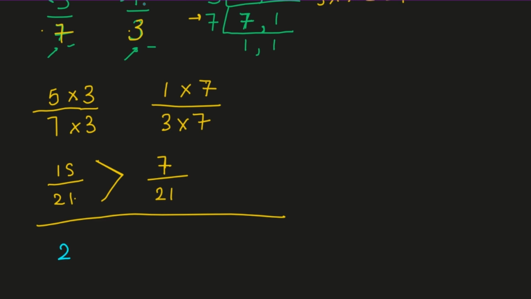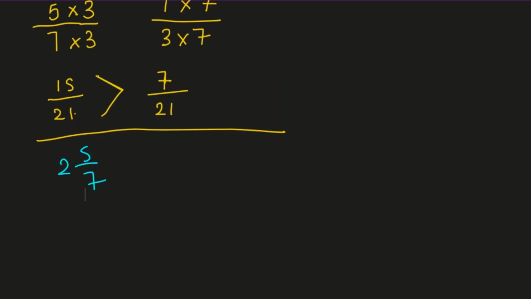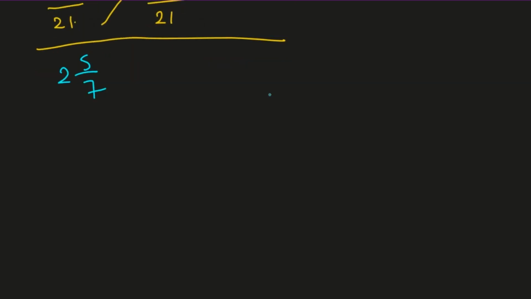2 and 5 upon 7. And the other mixed number is 2 and 1 upon 3. In such cases, if the whole number parts are equal, then you know that this is a mixed number. You can convert this mixed number into an improper fraction, right? How do you convert this into an improper fraction?